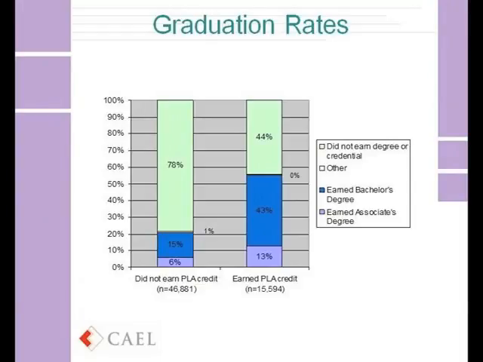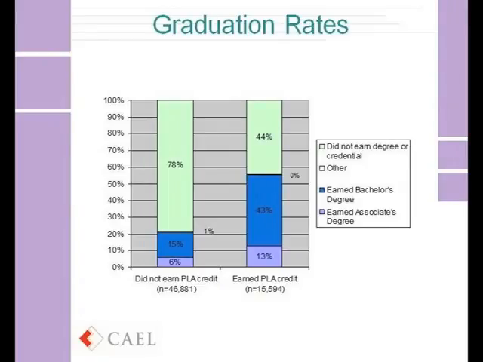If you look at this graph, the bar on the left indicates those students who did not earn prior learning assessment credit. We looked at about 62,000 student records, and about 47,000 of them were students who did not earn PLA credit. If you look at the bar on the left, you will see that 78% of students who did not earn prior learning assessment credit did not earn a degree or a credential.